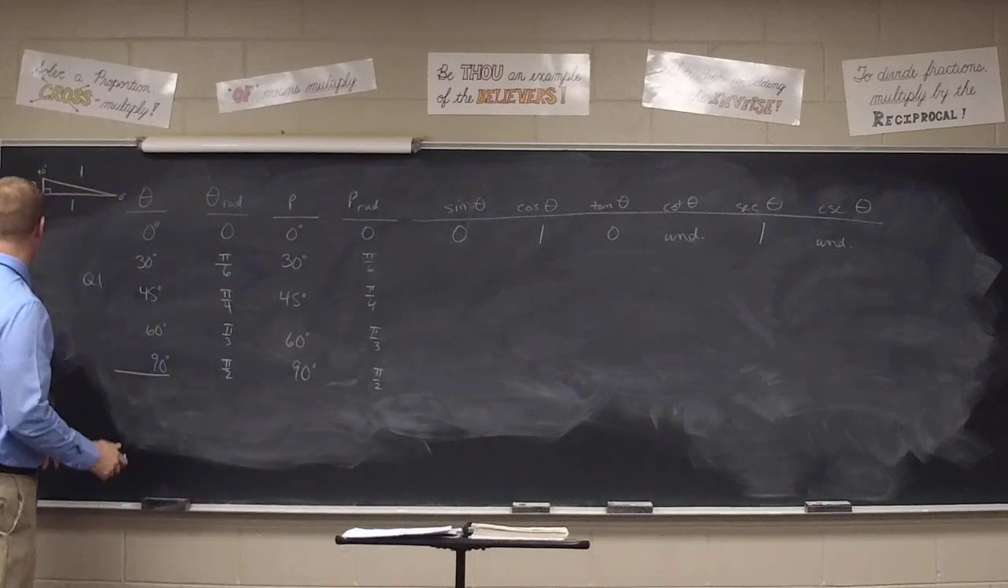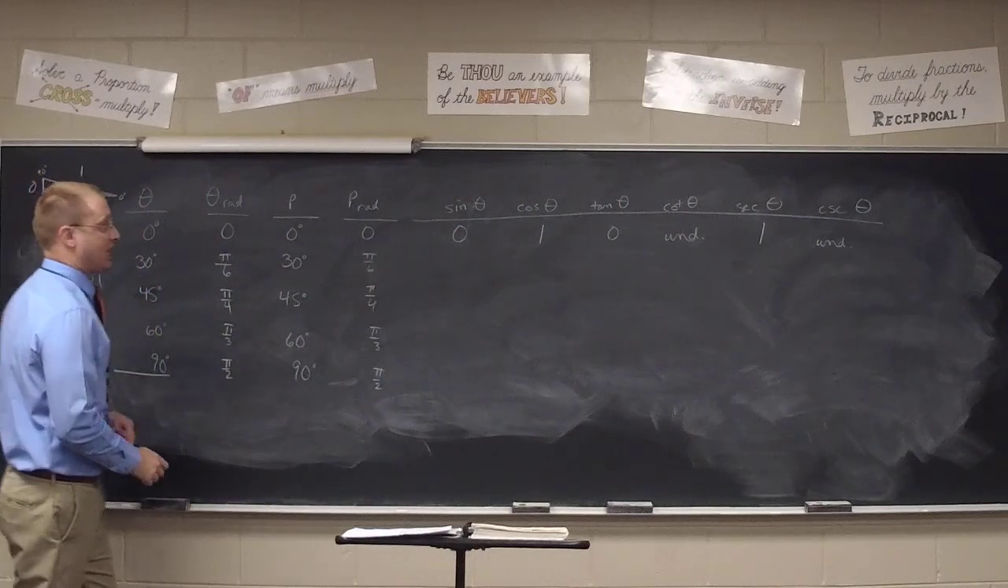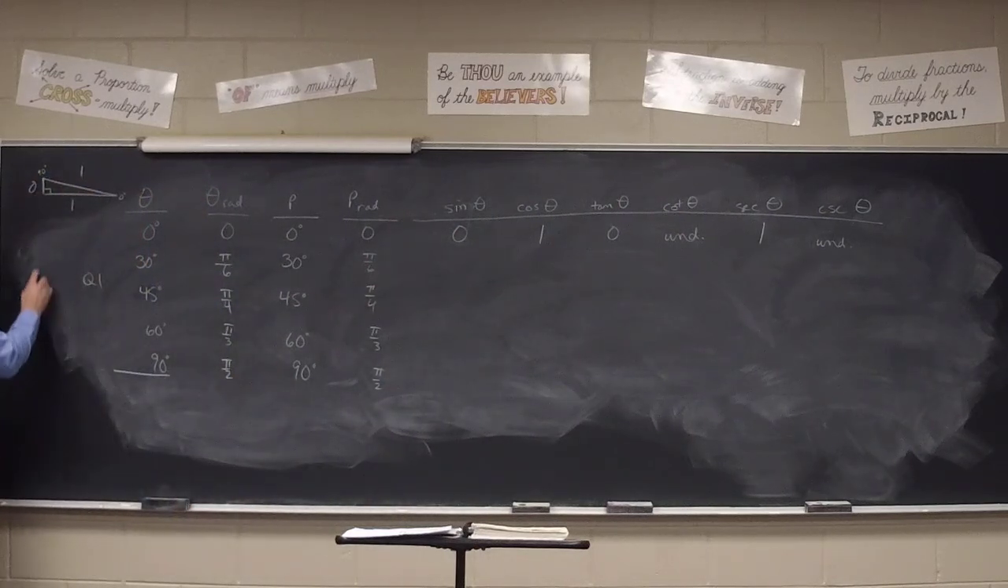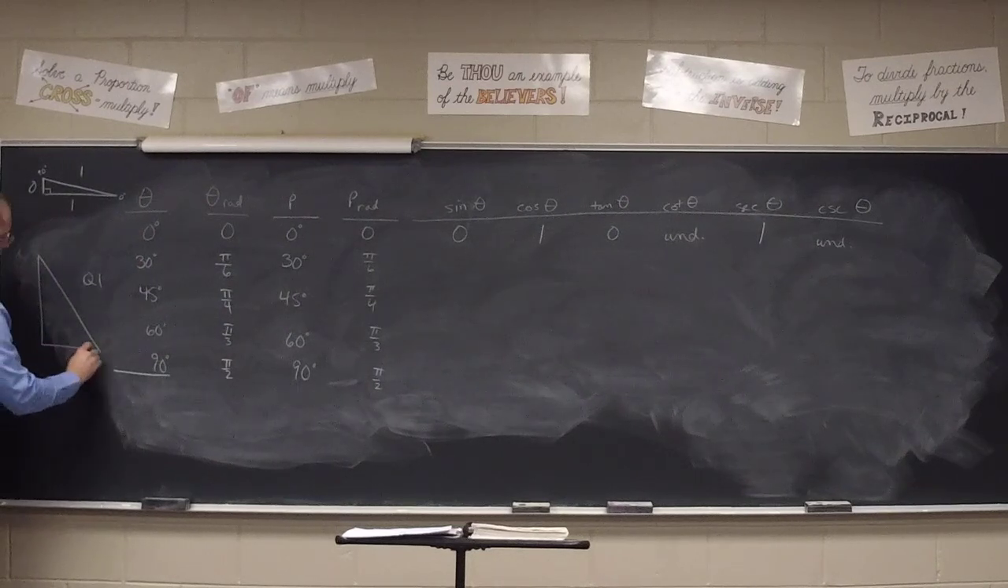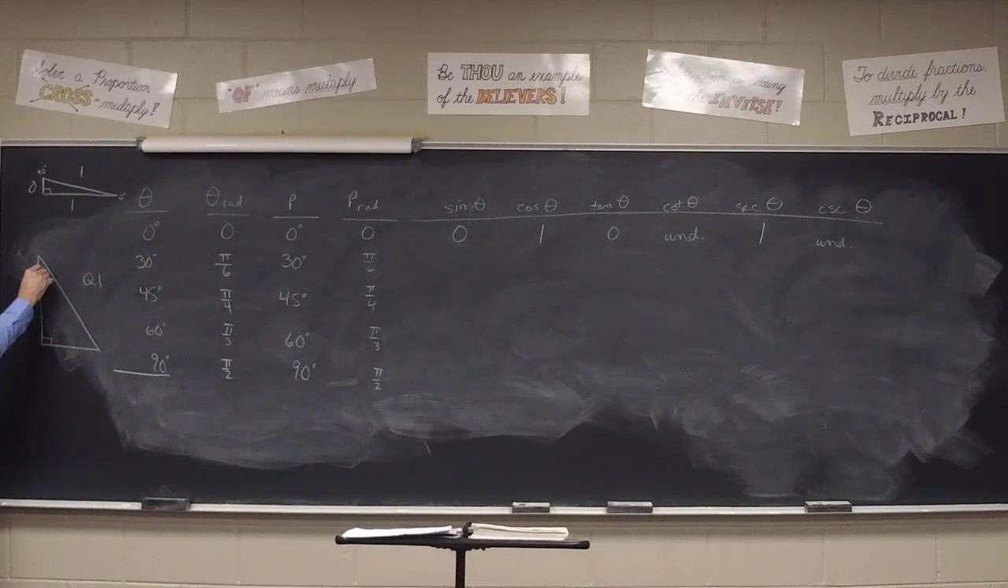Let's go to 30 degrees. For this, we look at our 30, 60, 90 triangle, and make sure we focus on the 30 degree angle up here. Of course, opposite 1, hypotenuse 2, adjacent square root of 3. What's the sine of 30 degrees, class? 1 over 2.